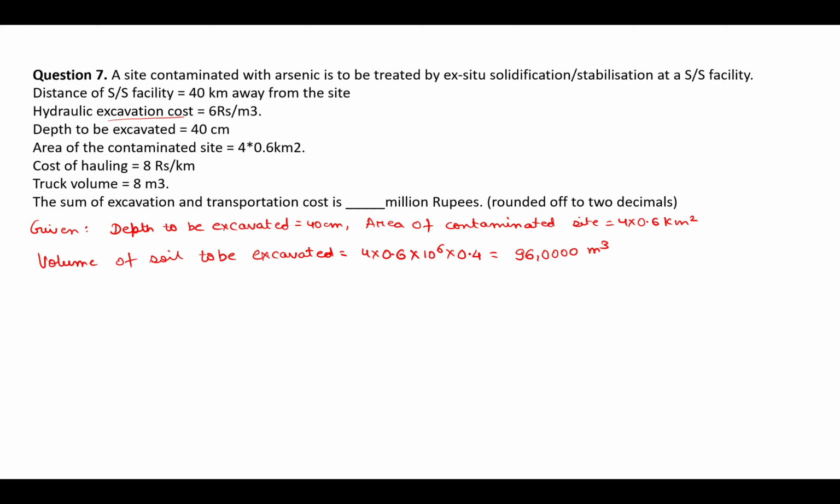So next thing which we will find is the excavation cost, because excavation cost is given in rupees per meter cube. So it is 6 rupees per meter cube multiplied by 96, this much meter cube. So it is coming out to be 5.76 million rupees.